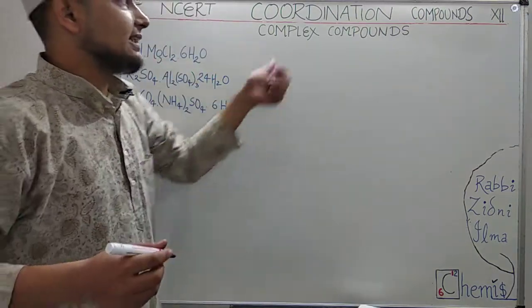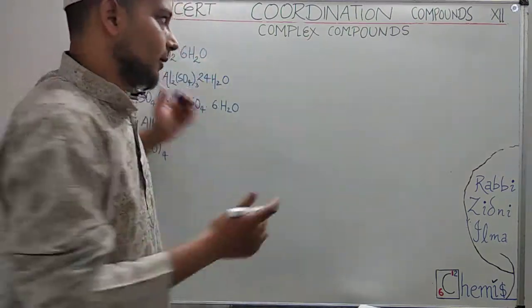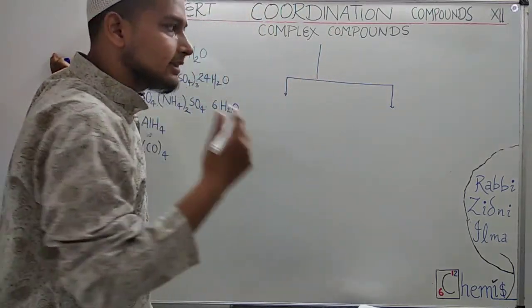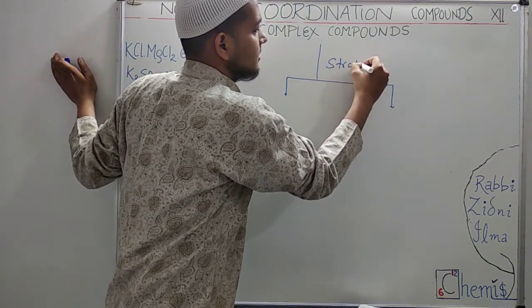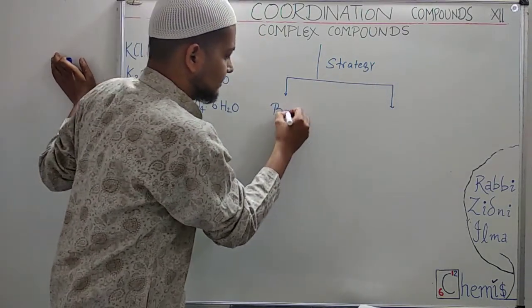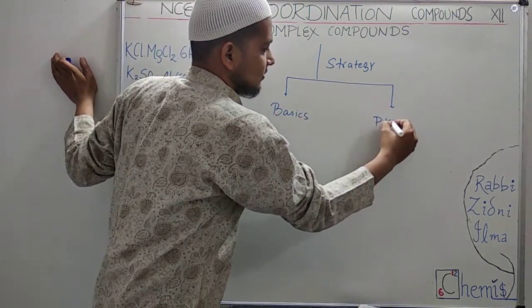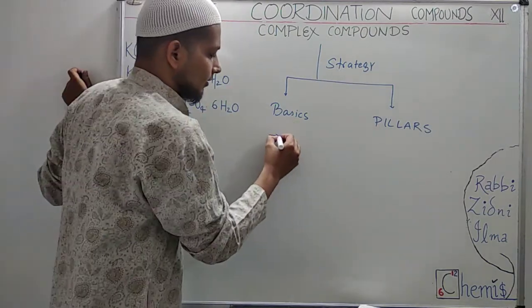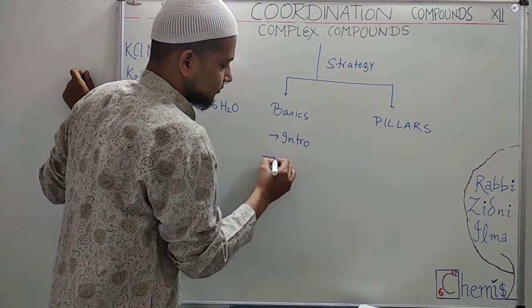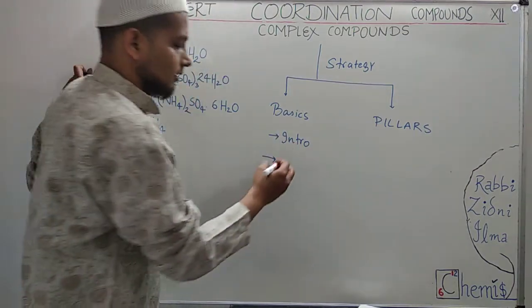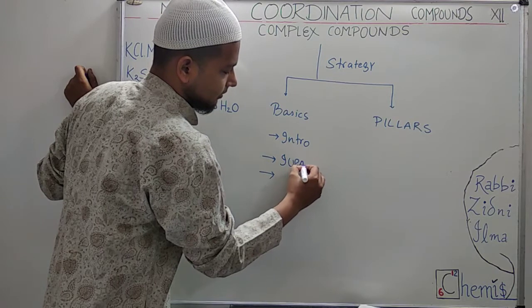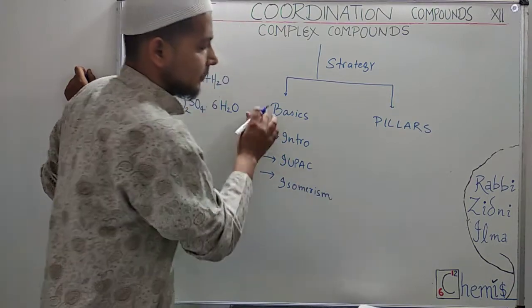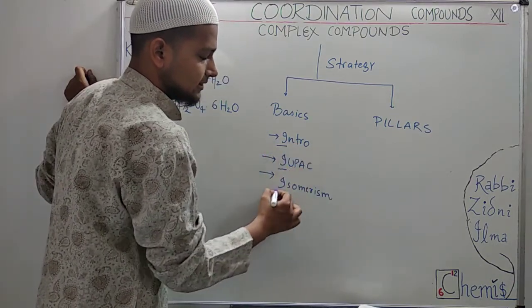Now, what is the basic strategy to study this chapter? It is a big chapter as we all know, but a logical one. The interesting part is, it is a logical chapter. The basic strategy goes like this. We have the basics and we have the pillars of this chapter. Now, the basics include our introduction, IUPAC naming and isomerism. So the basics include 3I: introduction, IUPAC and isomerism.